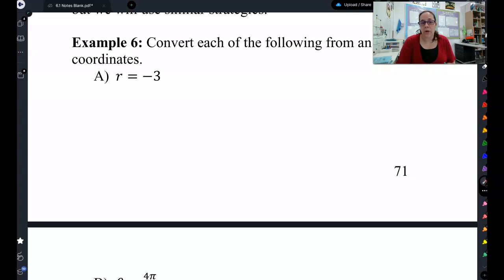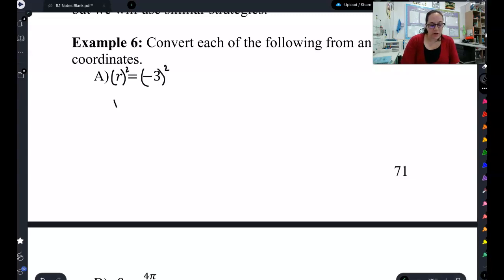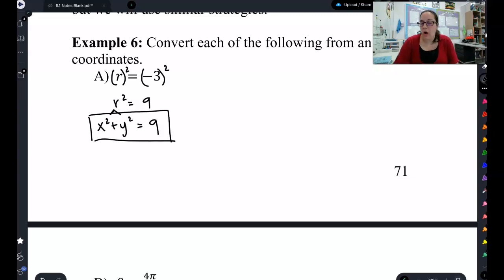Now this time we're going to go the other direction. Notice my equation is starting with r's. I want to change it into x's and y's. So the easiest way to do this with r's is to square both sides. So then I get r squared equals 9, because then I can change r squared into x squared plus y squared using those equations up there. And that's it. We have now changed it from an r equation to an equation with x's and y's.